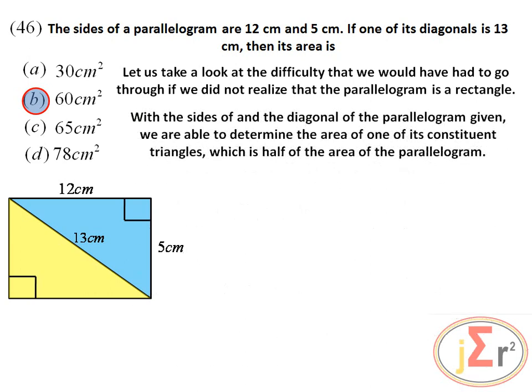With the sides and the diagonal of the parallelogram given, we are able to determine the area of one of its constituent triangles, which is, of course, half of the area of the parallelogram. So we have the parallelogram, say we did not know that it's actually a rectangle, and we have the two sides here and the diagonal. Therefore, we will have all three sides of the triangle.